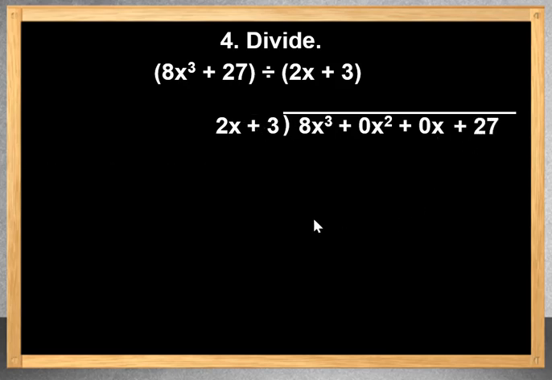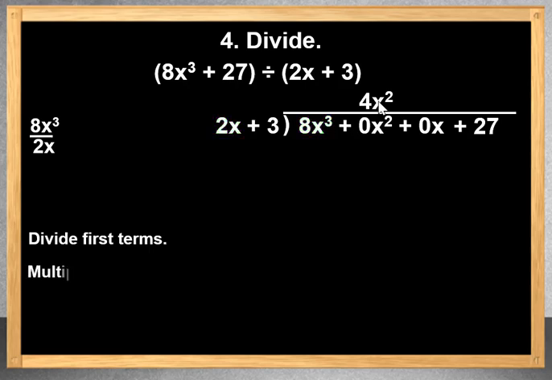So let's start with the four steps. The first step, divide the first terms. Over here on the side, I'm going to write 8x cubed over 2x. So 8 divided by 2 is 4, and the x's become x squared, so 4x squared. Like I said, we put that 0x squared so that we have a place to put that 4x squared in. Then we're going to multiply. That's step 2. So 4x squared times 2x, and then 4x squared times 3.